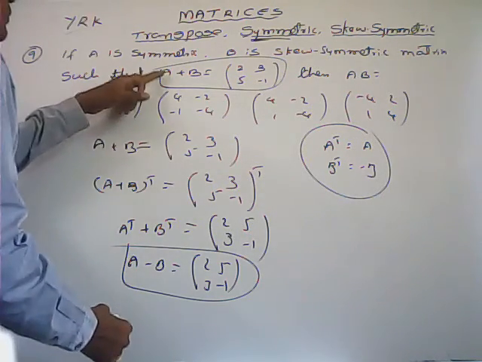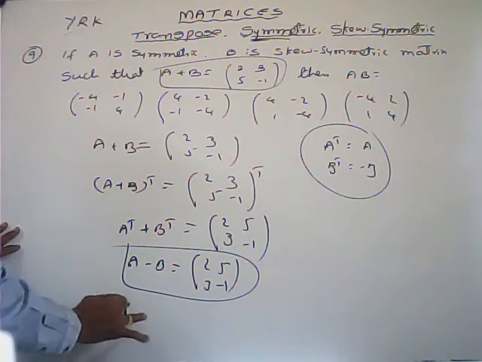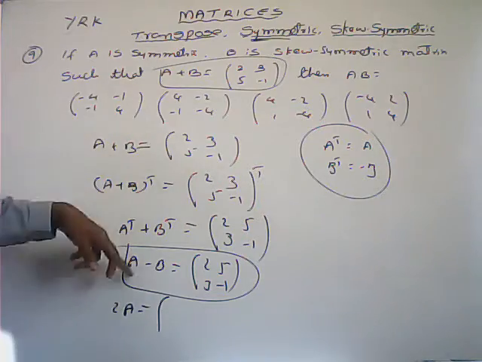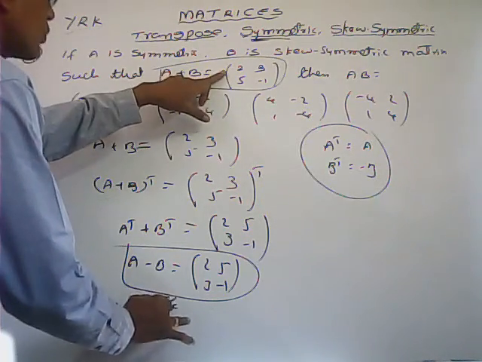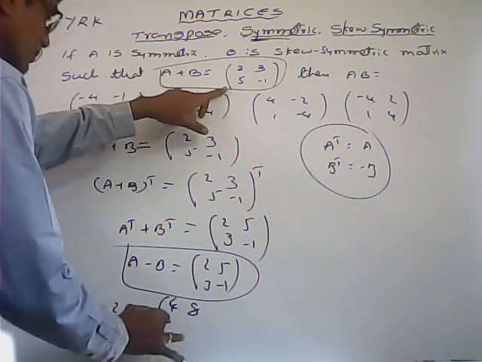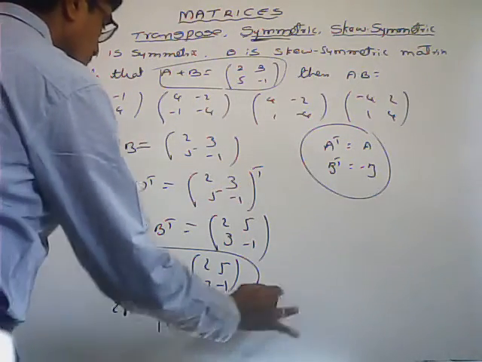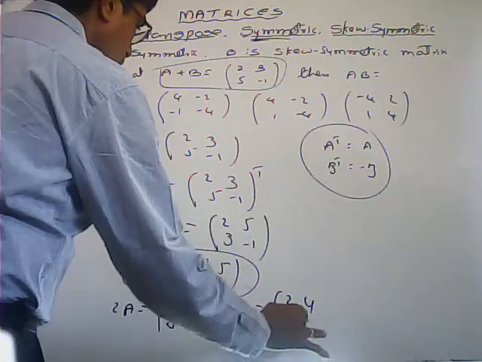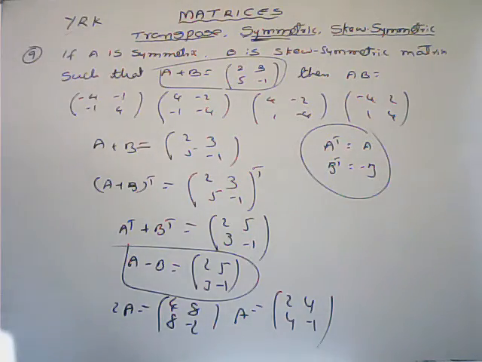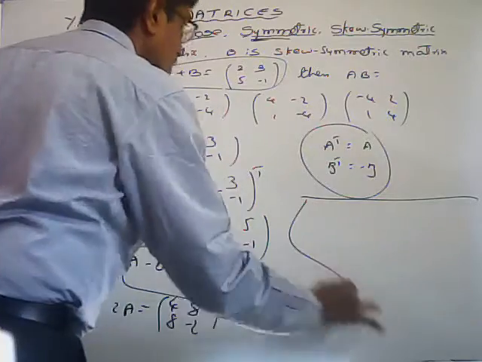By adding these two, A plus A is 2A, and plus B minus B both get cancelled. 2 plus 2, 4, 5 plus 3, 8, 5 plus 3, 8, minus 2. So A is equal to 2, 4, 4, minus 1. And by subtracting the two, we can get the B matrix.